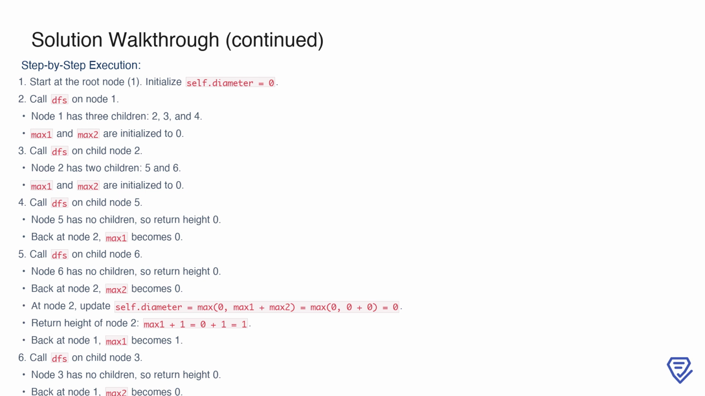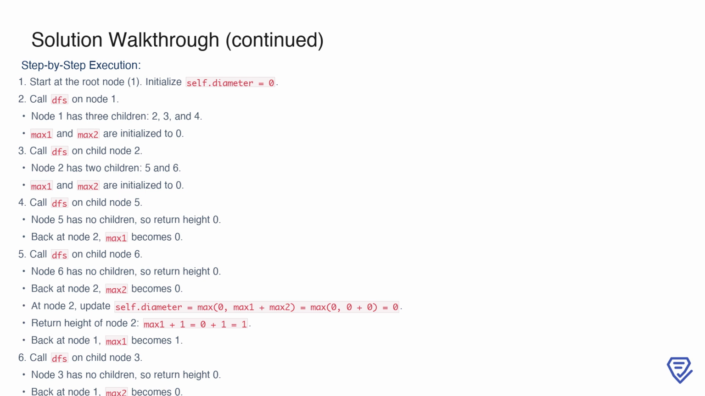Back at node 2, max2 becomes 0, corresponding to the height of node 6. At node 2, the diameter is updated as the sum of max1 and max2, which is 0 plus 0, resulting in a diameter of 0. The height of node 2 is then calculated as max1 plus 1, which is 1, and this value is returned. Back at node 1, max1 becomes 1, which is the height of node 2.